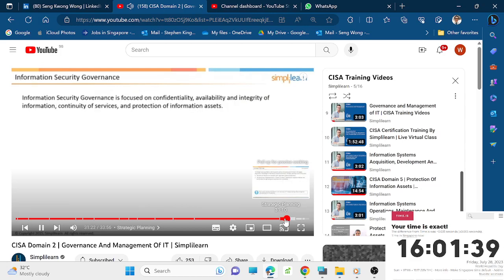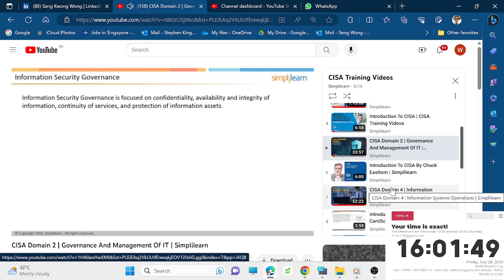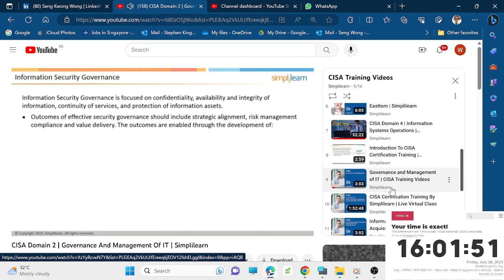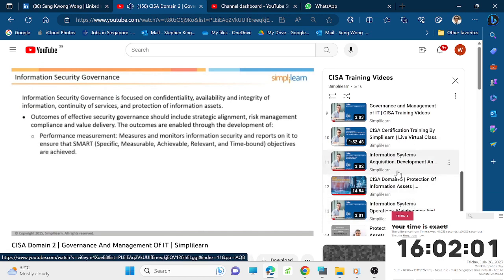Information security governance is focused on confidentiality, availability and integrity of information, continuity of services, and protection of information assets. The key outcomes of effective security governance should include strategic alignment, risk management, compliance, and value delivery. The outcomes are enabled through the development of three things. One is performance measurement, which measures and monitors information security and reports on it to ensure that SMART, specific, measurable, achievable, relevant, and time-bound objectives are achieved.